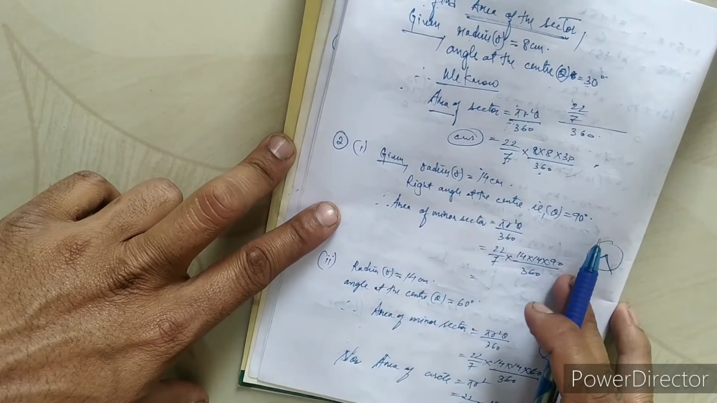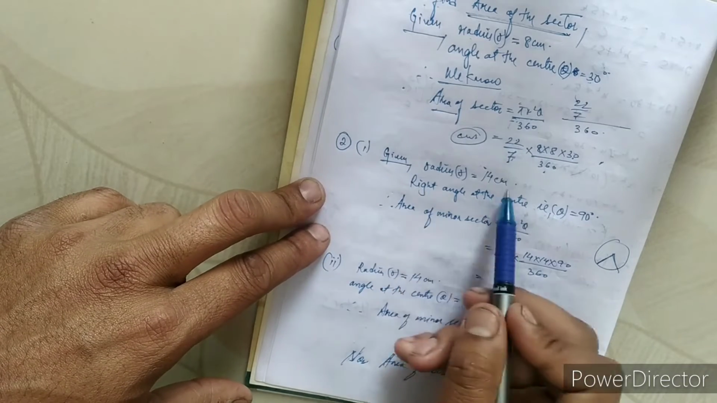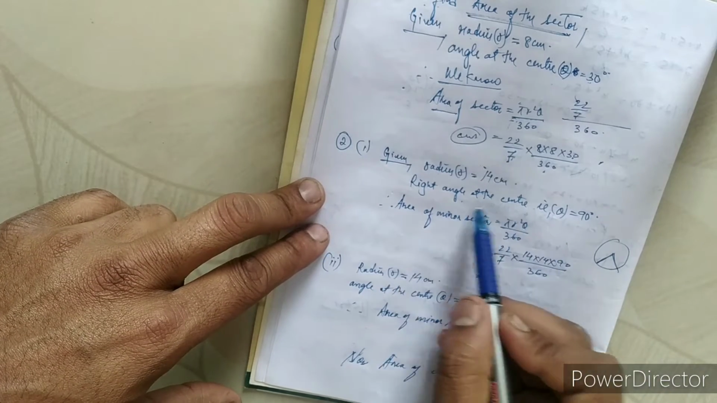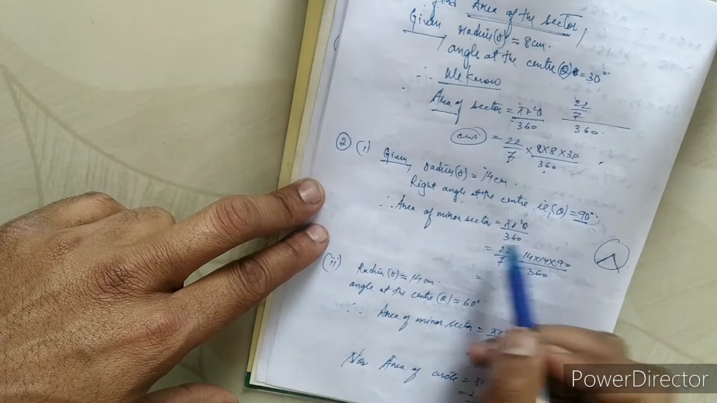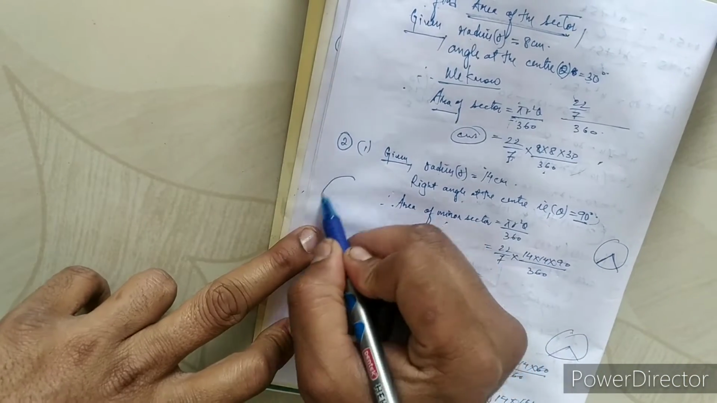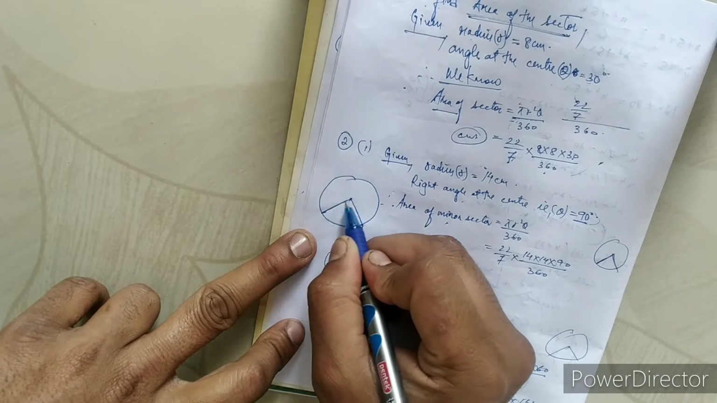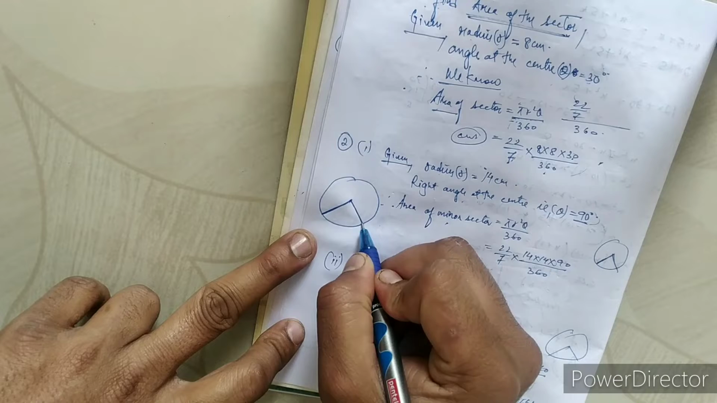Now, if you check question number 2, the radius is given, and a right angle at the center. Right angle means 90 degree. Your theta is given. Now, area of the minor sector. Remember minor sector and major sector. Let me explain. If I talk about the sector, the sector is in this form. This is like a piece of cake. This part is the sector.